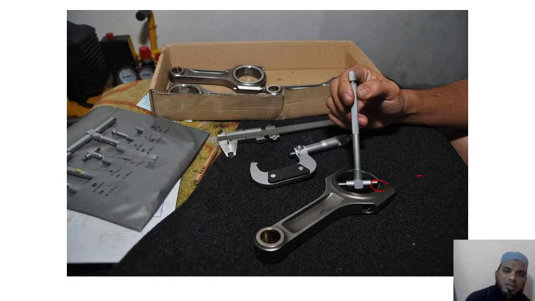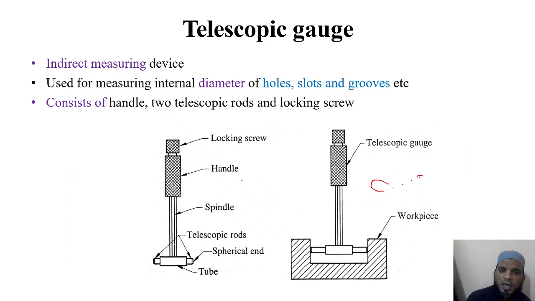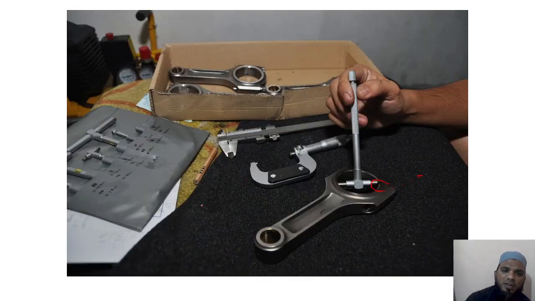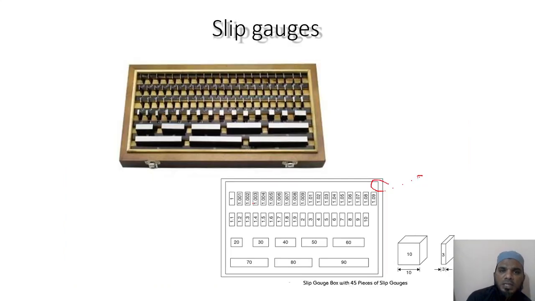Each telescopic gauge has different sizes. We press this and move it inside. There are no scale readings on this. It is purely an indirect way of measuring. Clear? After finding this, you can check with the vernier caliper to see what value comes. Clear?